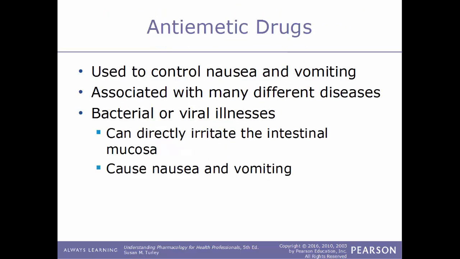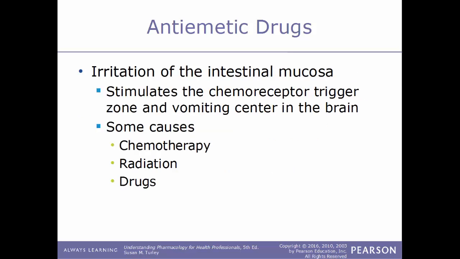Alright, now we'll move into antiemetic drugs. Antiemetic drugs are used to control nausea and vomiting. Now, this can be associated with many different diseases. And these can also be caused either by a viral agent or a bacterial agent. And these can directly irritate the intestinal mucosa, which will lead to the nausea and vomiting. Now, the irritation of the intestinal mucosa will stimulate the chemoreceptor trigger zone and the vomiting center within the brain.